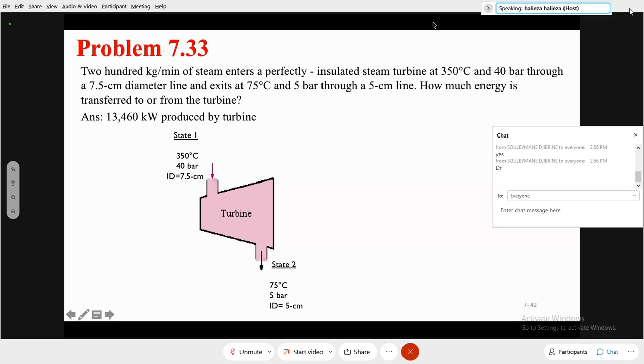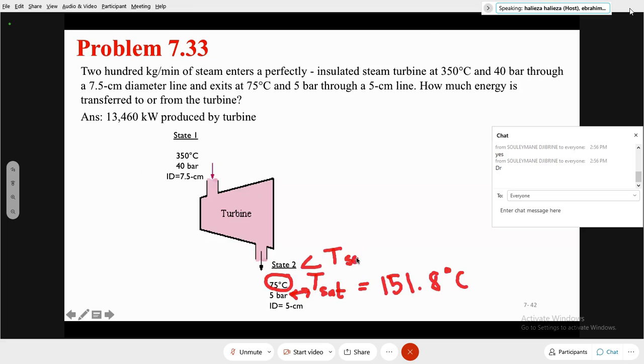So let me scribble. Saturated. 151.8 degrees C. So that is the temperature saturated at 5 bar. But what is the temperature given now for this problem? For the outlet? 75, right? It's 75. 75 is less than T saturated.